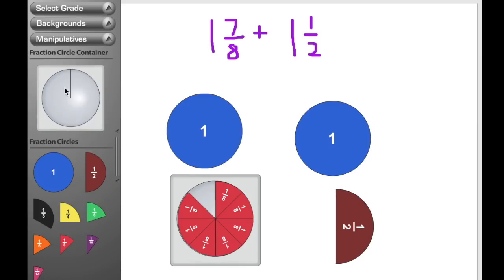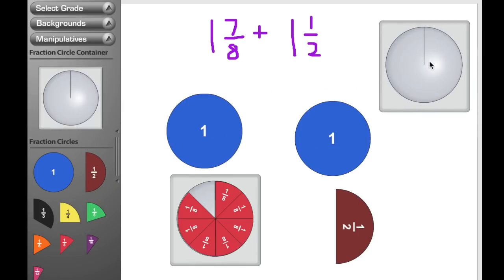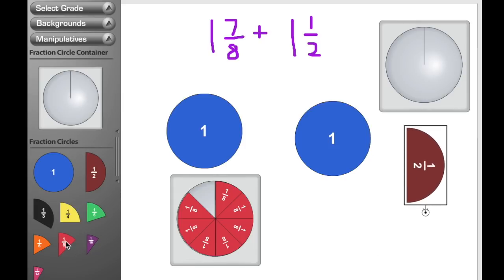So let's use this fraction circle container again. See how many eighths will equal a half. 1, 2, 3. Oh, get it up there, come on. There. It took 4/8 to make a half, which makes sense because 4 is half of 8.